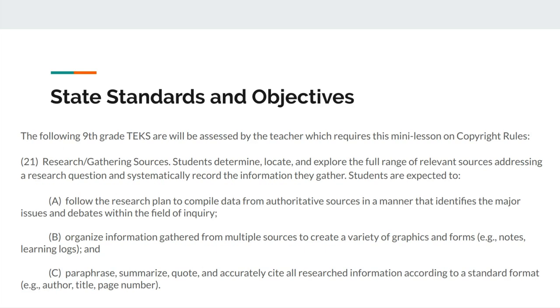State standards and objectives for this particular scenario of ninth graders. ELA, the particular TEKS would be 21 research and gathering, where students are determining, locating, and exploring a full range of relevant sources, addressing a research question, and systematically record the information they gather. So as they are doing that, they do need to know how to properly cite, what's fair use, and what is public domain, and always follow whatever criteria the teacher sets in place. But this would be the state standard that this particular lesson falls under.